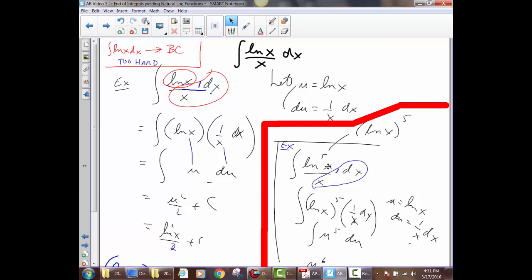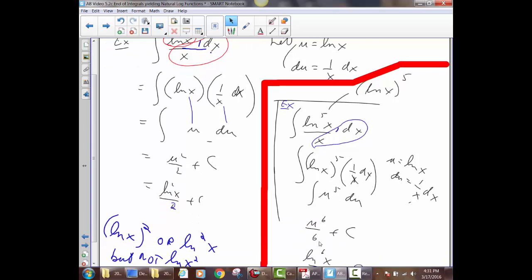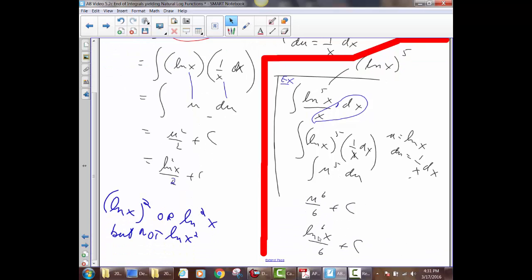Over here, if you had ln to the 5th of x over x dx, you would let u again equal ln x, because this really means ln x to the 5th times 1 over x dx. And again, you have u to the 5th du, which is u to the 6 over 6 plus c, and then you replace u by ln x, okay?